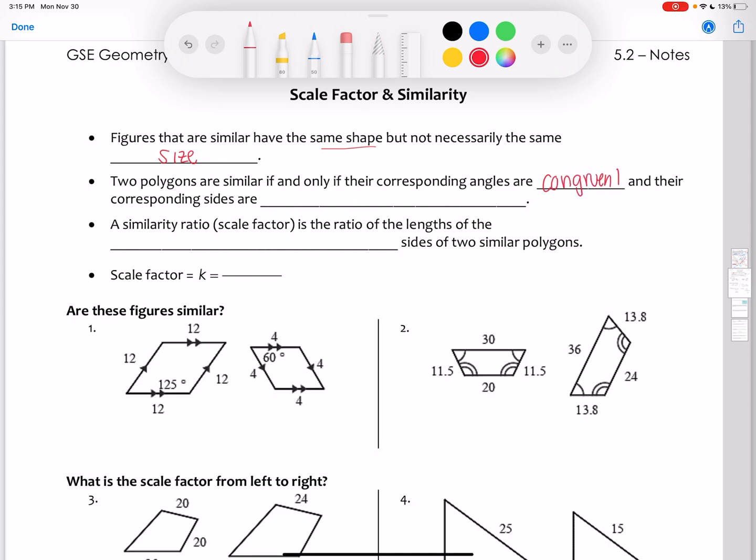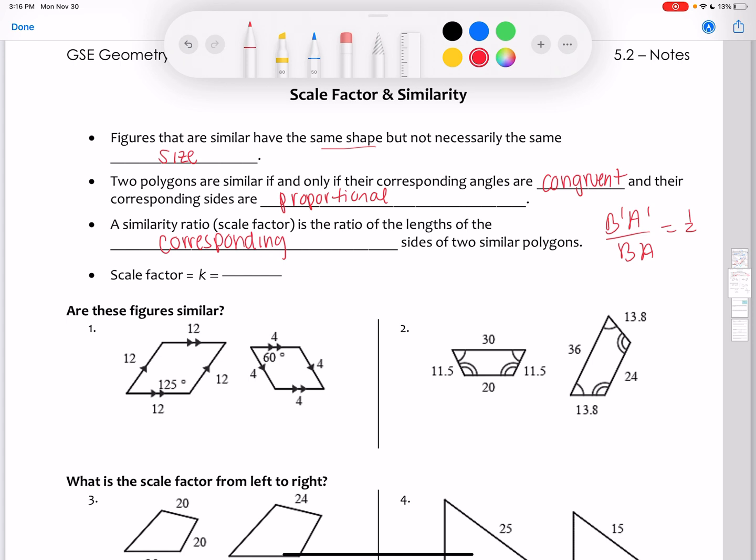So we preserve those angles just like we talked about in the dilations video, and their corresponding sides are called proportional. A similarity ratio is the ratio of the side lengths of the corresponding sides. Just like in that dilations video, we compared B prime A prime to BA, and we talked about that scale factor of 1/2. So go back and watch that real quick if you haven't done that yet.